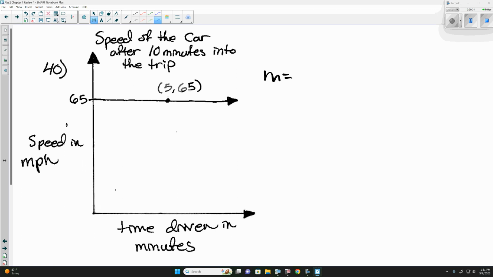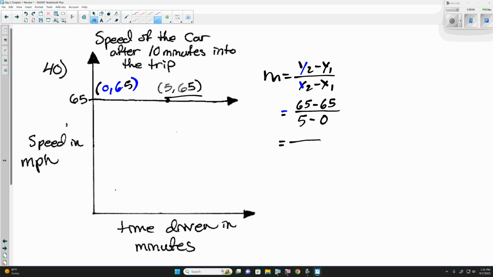Now again, our slope is our y2 minus y1 over x2 minus x1. Now 5, 65 is one of our points. It works out that the other is 0, 65. I will have both points labeled on the test. Now our two y values are both, incidentally, 65. The x values are 5 and 0. Yep, 65 minus 65 is 0. 5 minus 0 is 5. But it tells us our slope is 0.